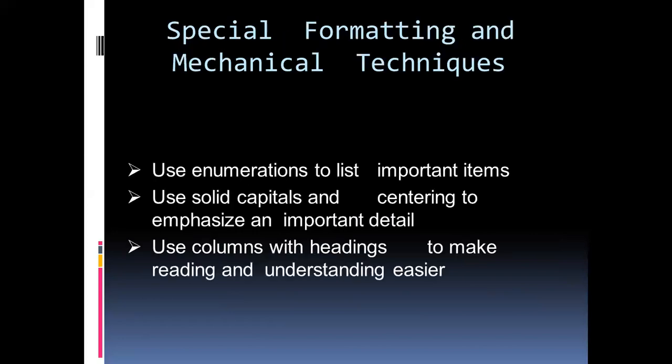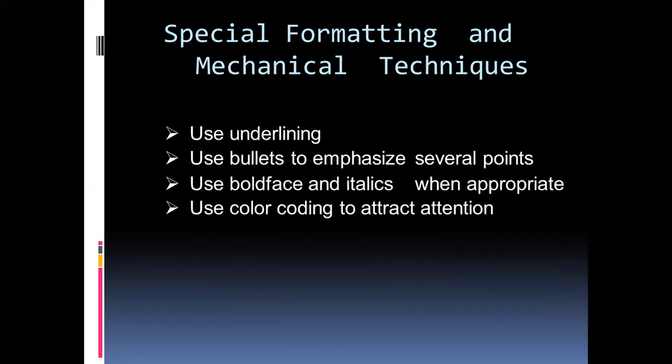Now we have special formatting and mechanical techniques. Use enumeration to list important items. Use solid capitals and centering to emphasize an important detail. Use columns with headings to make reading and understanding easier. Use underlining. Use bullets to emphasize several points. Use boldface and italics when appropriate. Use color coding to attract attention. So you can use color coding as well.